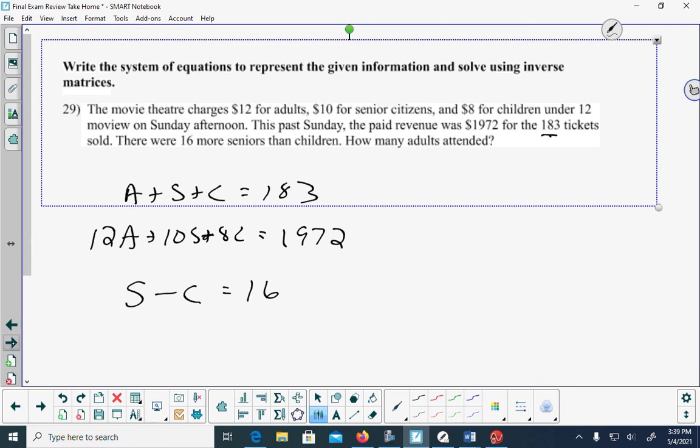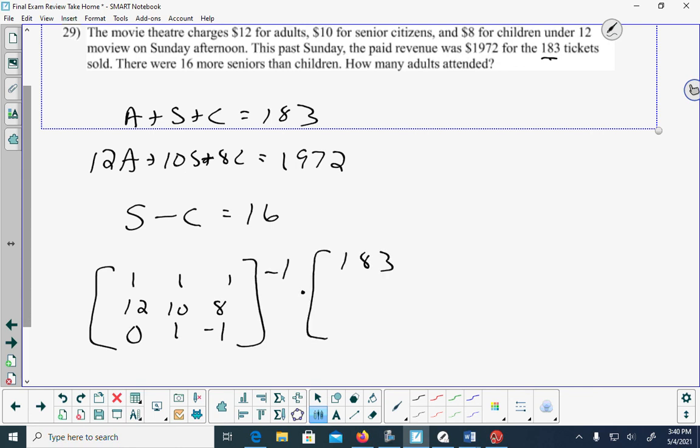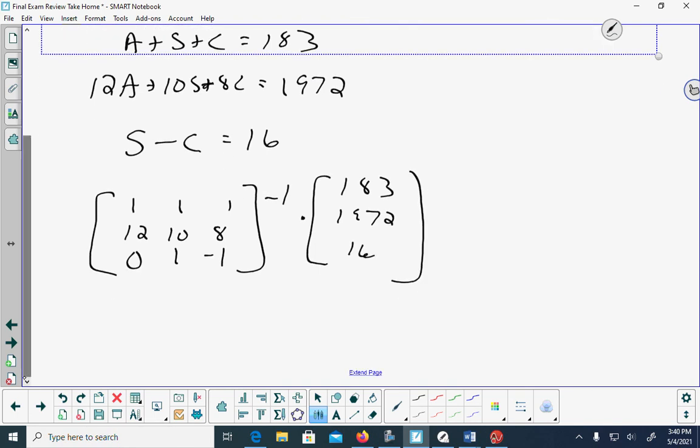I have to have three equations because I have three unknowns. It wants the adults, so it wants the A. You can do inverses. Okay, let's do inverses since we just did inverses. So 1, 1, 1, 12, 10, 8. I have no adults for this equation. 1, negative 1 children. Raise that to negative 1 times 183, 1972, 16.